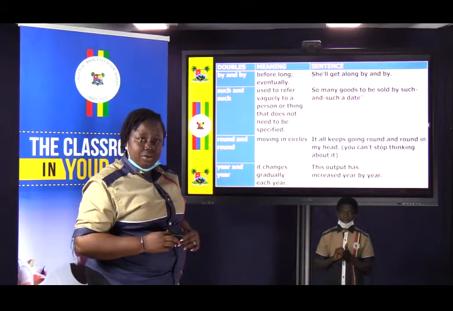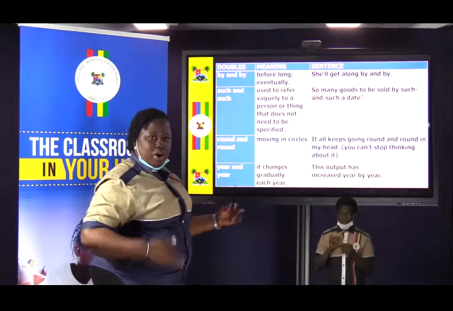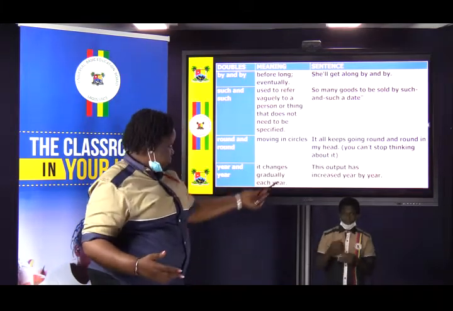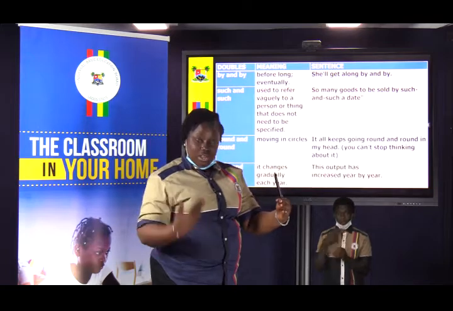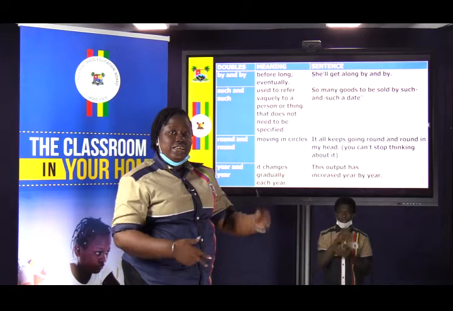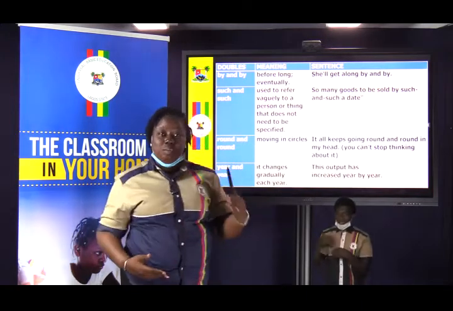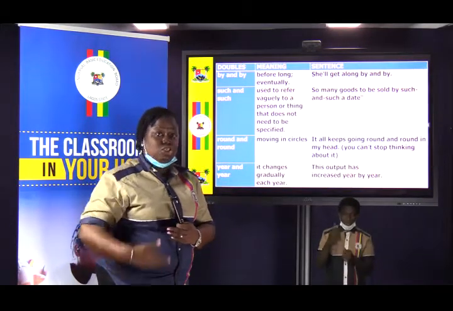Year by year. That is talking about each year. Something that happens gradually each year. Look at this example or the sentence. I said, this output has increased year by year. What we have in 2020 is different from what we're having in 2021. Year by year. This output has increased year by year. That is talking about what happens gradually each year.